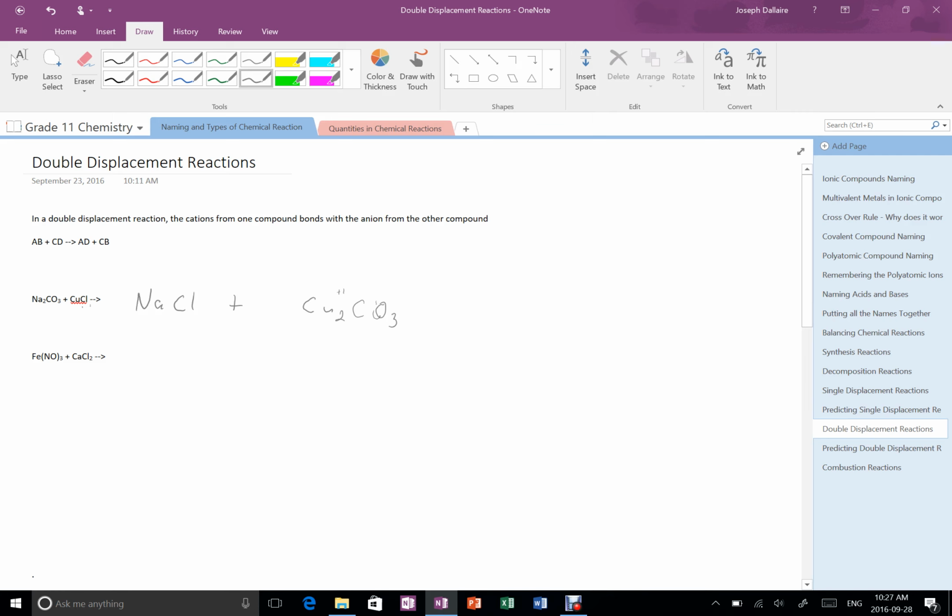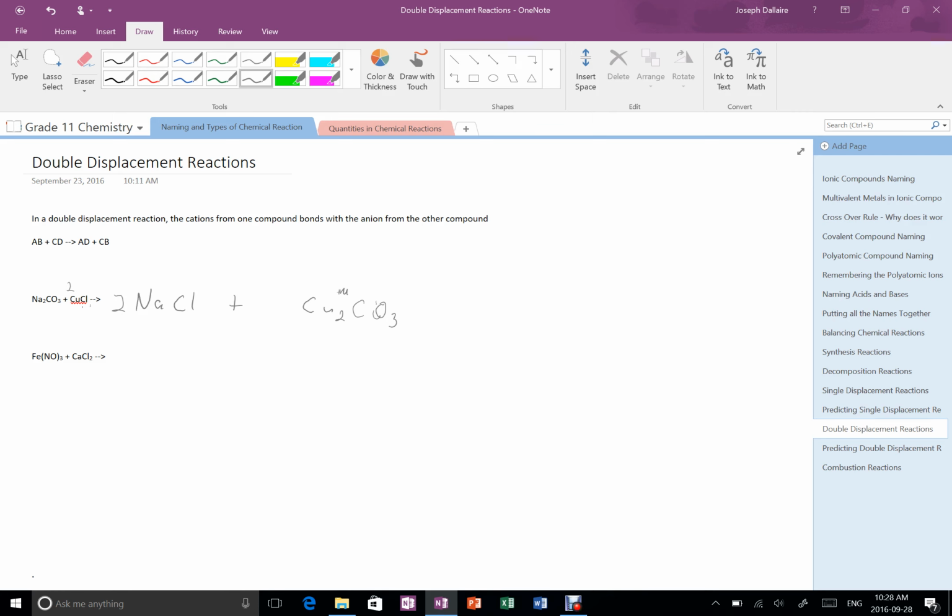Now to balance here, I would have to put a 2 here and a 2 here, and then we'd be all balanced up. So see, the sodium went with the chlorine and the copper went with the carbonate. They've switched partners. A secondary example of a double displacement reaction.